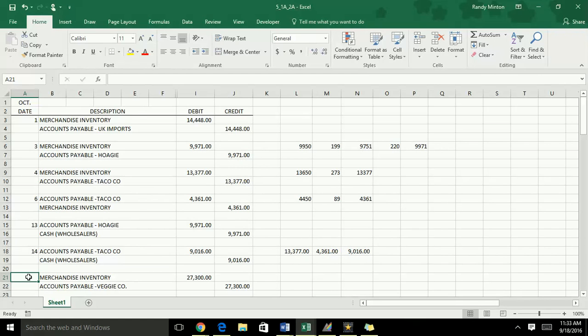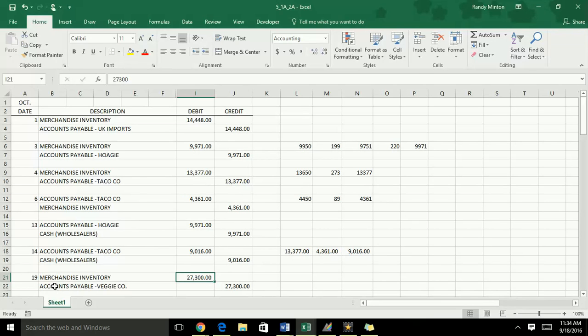Okay, on the 19th, we purchased merchandise from Veggie Company for $27,300. And it tells us that the terms were FOB shipping point, net due at the end of the month. Now, in this case, there is no discount involved, so we don't have to worry about a calculation of the discount. We owe them the actual amount. It's also FOB shipping point. That means that they're sending it to us. We're going to have to pay the freight.